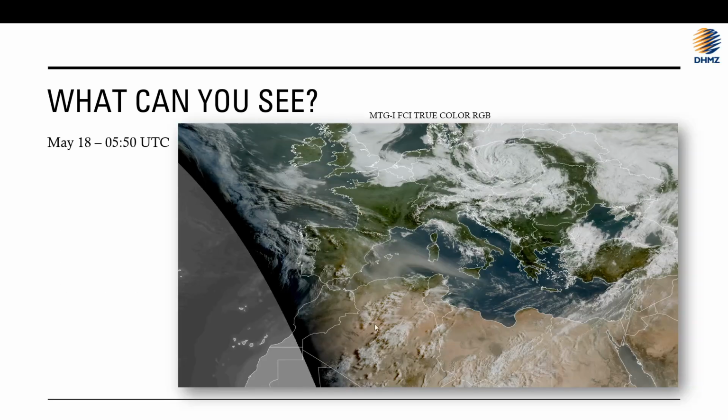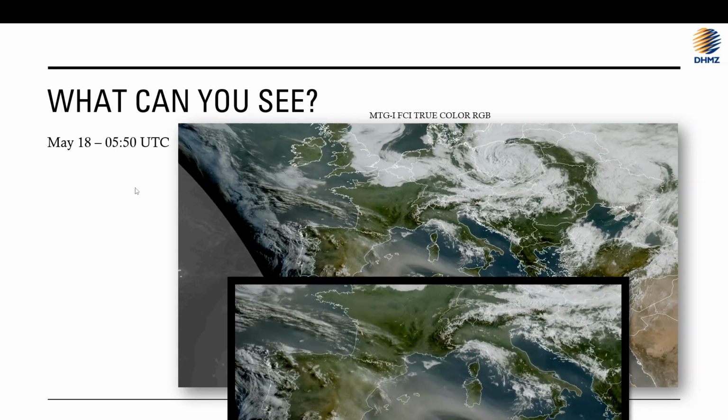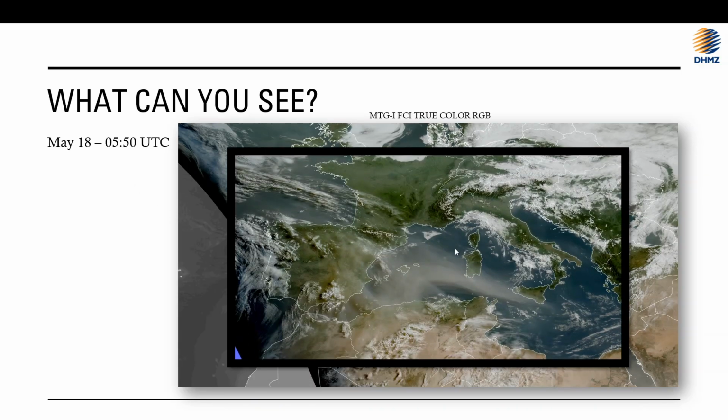And first thing I would like to ask you, what do you think you see here on this FCI True Color RGB? This is from May 18 at 5:50 UTC. And what I mean by what do we see, I mean the aerosol plume over the Mediterranean and over parts of Spain and Northern Africa. So feel free to write in the chat, what do you think this is? There aren't many options. So, okay, I see one comment. Yes, yes, so exactly. It's a smoke.